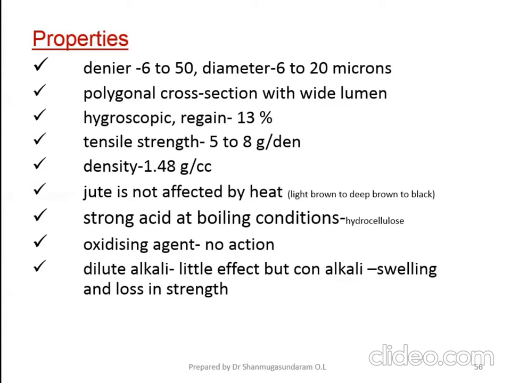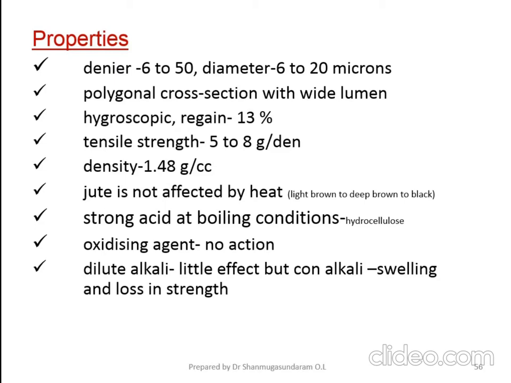Then coming to the next, dilute alkaline treatment. When the flax fiber is treated with alkali, that is either sodium hydroxide or sodium carbonate, what will happen? Little effect. But concentrated alkali, what will happen? It swells the fiber and the fiber loses its strength. So that is the reason why I told you, while chemical retting, the concentration of the sodium hydroxide has to be kept at a particular concentration. Otherwise, what will happen?